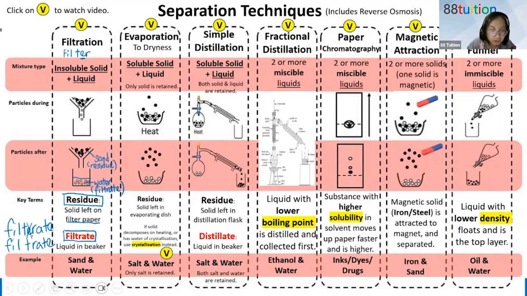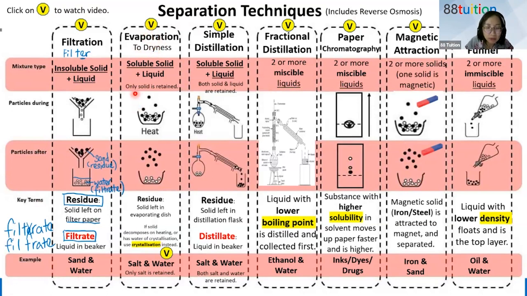Now we go to the second method, evaporation to dryness. What is the difference? Here, solid mixed with liquid, and here also solid mixed with liquid. The difference is that here the solid cannot dissolve in a liquid, but here the solid can dissolve in a liquid. For example, salt and water. Salt can dissolve in water. Sand cannot dissolve in water. So if you want to separate salt and water, you can evaporate all the water to dryness. Say bye-bye to all the water.